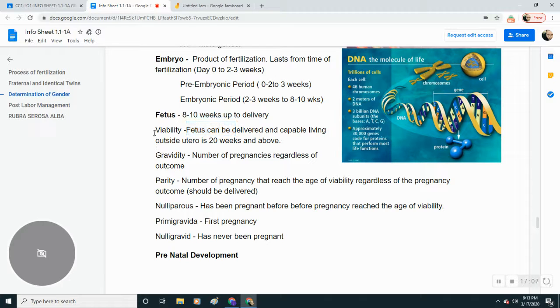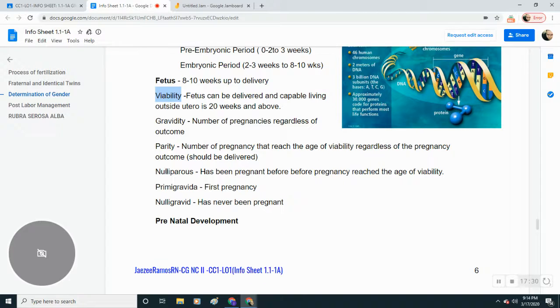Okay? So that is what we call the viability. Fetus can be delivered and capable living outside utero or uterus. When we say gravidity, number of pregnancy regardless of outcome. So kung ilan na yung pregnancy ng nanay. When we say parity, the number of pregnancy that reach the age of viability, regardless of the pregnancy outcome, should be delivered. So ito, ibig sabihin, ilang pregnancy, parity, nabuhay, dineliver.